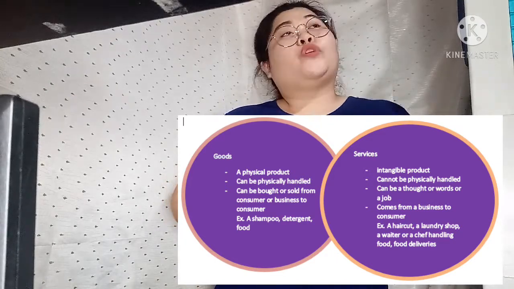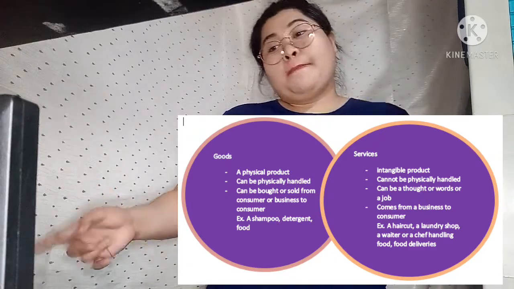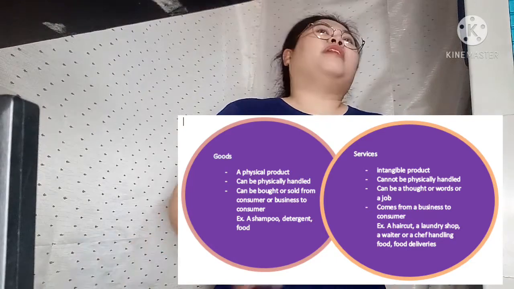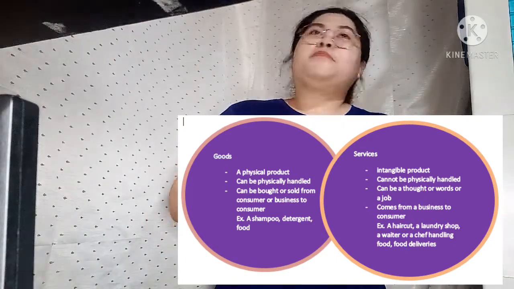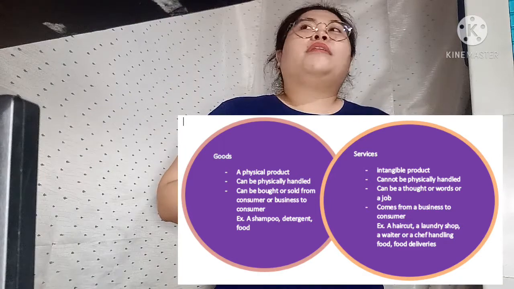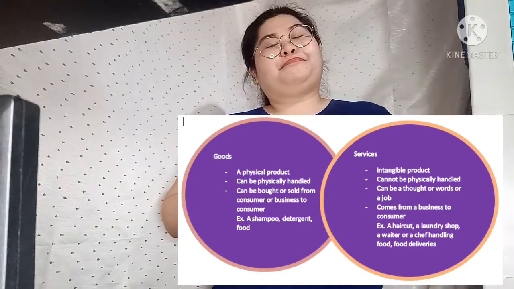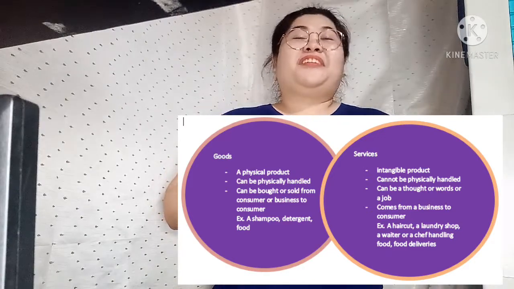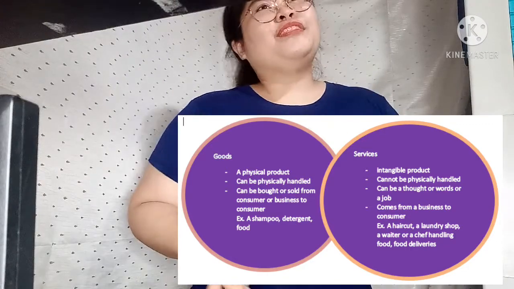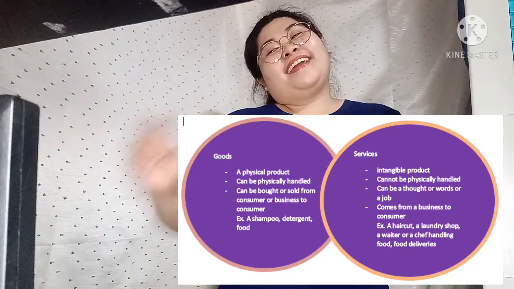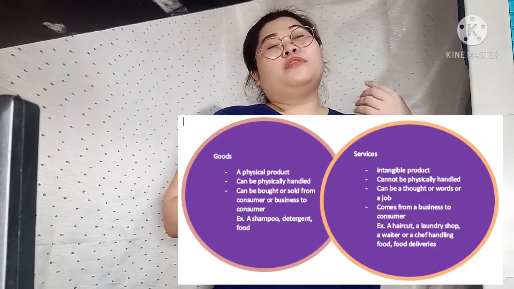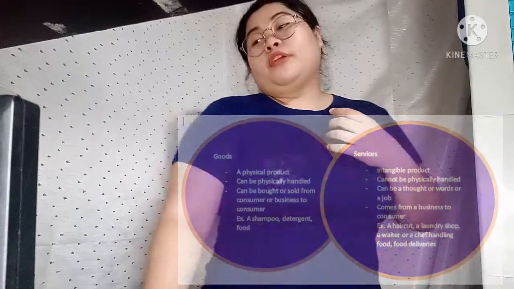Goods can be bought or sold from business to consumer, and services can be a thought, words, or a job that comes from business to consumer. For the second picture, the detergent is an example of goods, and the service is the laundry shop. For the last, food is life. Food is a product like McDonald's, and the service is the food delivery service that delivers the food to our home.